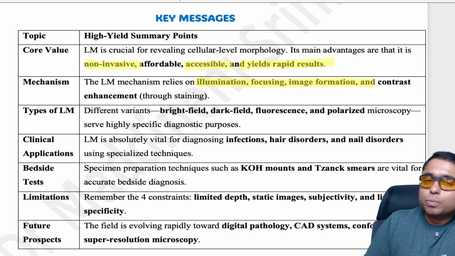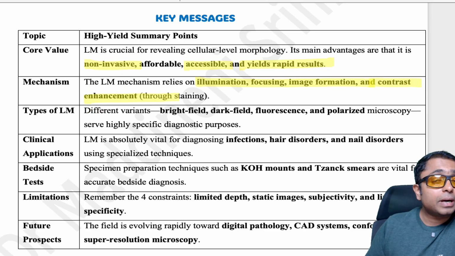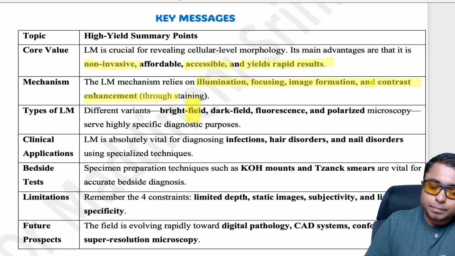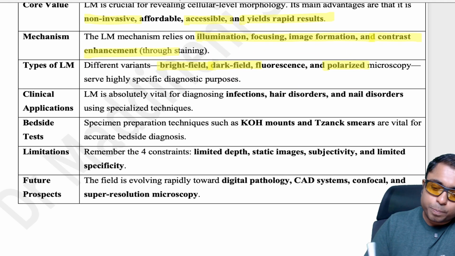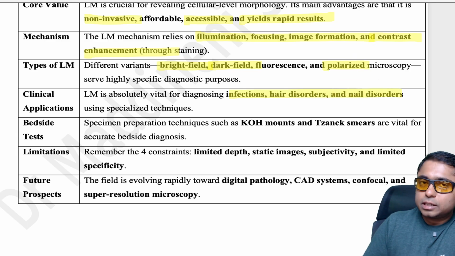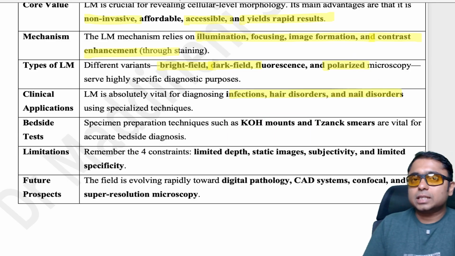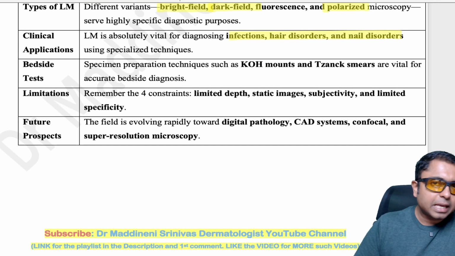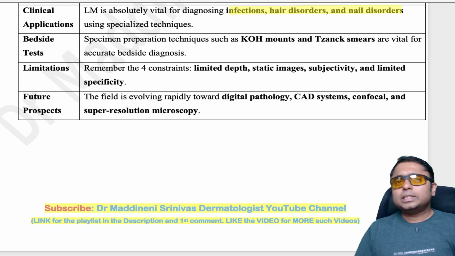Basically, it produces the illumination which focuses the structures, and there is contrast enhancement which can be done with the help of staining. Bright field, dark field, polarized, these are the different types of light microscope. And yes, these are the conditions which can be diagnosed in KOH, Tzanck smear, and so on, and we have seen all this. So this is about light microscopy.